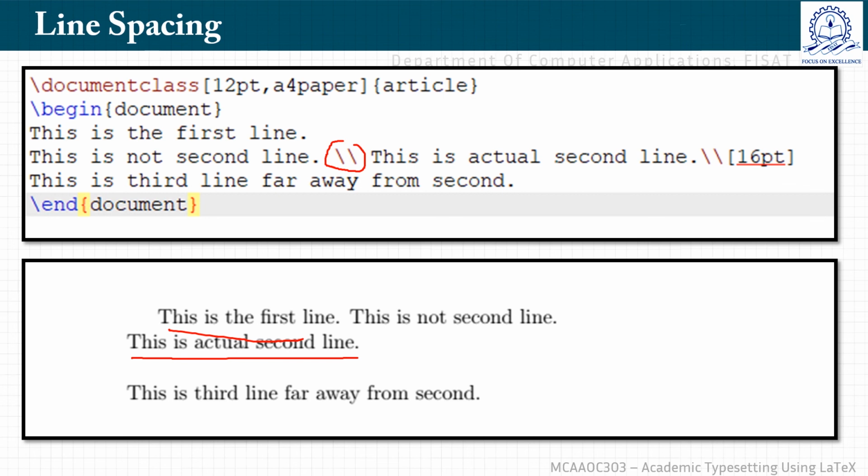See the last line. This third line is far away from second. How is it printed? It is taking some more distance between these two lines, some more space between these two lines. Why? Because here I have provided an optional argument, 16 pt, to increase the vertical distance between the lines. So this 16 pt, 16 point, is an argument to this particular command. Because of that, the third line, this is third line far away from second, is printed like this.